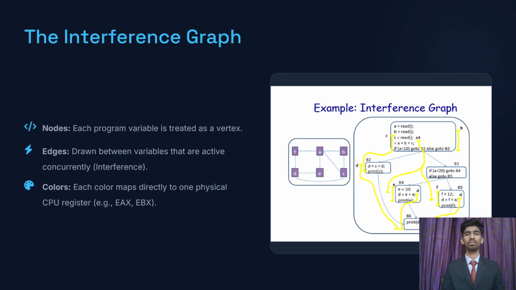Here is how graph coloring is applied step by step. Each program variable is treated as a vertex. If two variables are active at the same time, an edge is drawn between them. This forms what is called an interference graph. Here, graph coloring is applied, where each color represents one CPU register. Variables with the same color can safely share a register, while connected variables must use different registers. The objective is to use the minimum number of registers efficiently.